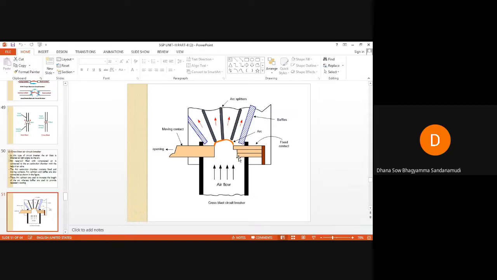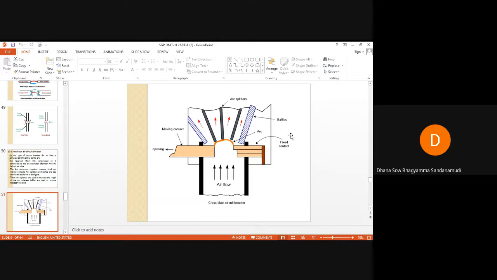In the case of cross blast type air blast circuit breaker, we are providing arc splitters here. These black lines are the arc splitters, and baffles are provided. The baffles act as arc runners or arc horns. These blue color lines are the baffles. Arc splitters are used to increase the length of the arc, whereas baffles are used to provide necessary cooling of the arc.